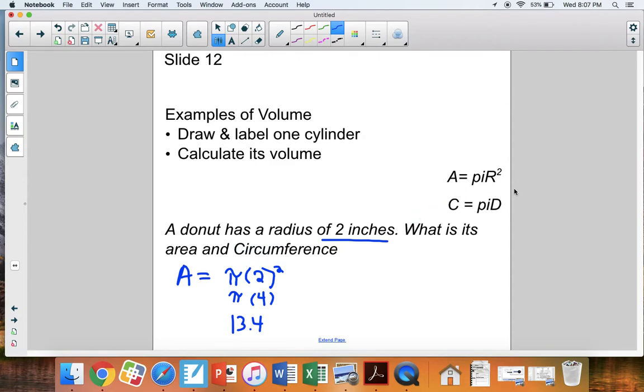Their circumference, now we're going to use this formula. So I'm going to get a different color here. Circumference equals, and this time we're going to do pi, which is still 3.14, times our diameter. Well, our diameter, remember, if our donut is like this and our radius is 2, our diameter goes all the way across. So our diameter is 4, which actually ends up being the same as this. So my circumference is also right around 13.4.